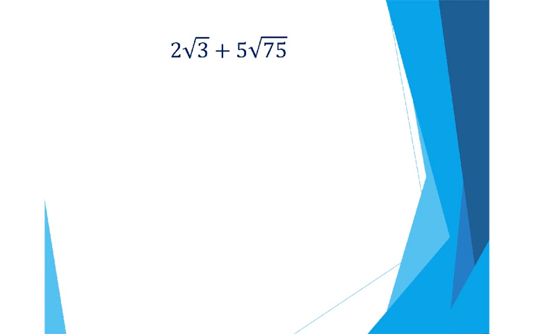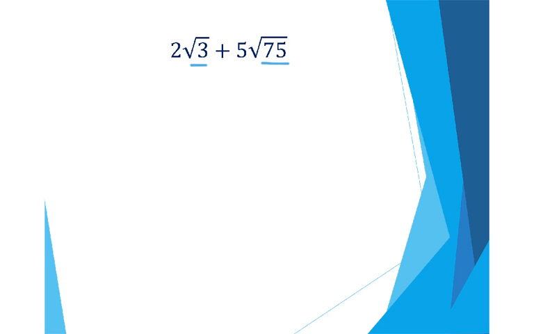Okay, the next example, we've got 2 square root 3 plus 5 square root 75. So just like when you have radicals, we don't have like terms there, so we cannot combine them. You cannot say 2 plus 5 is 7 and 3 plus 75 is 78. You can't do that with adding.